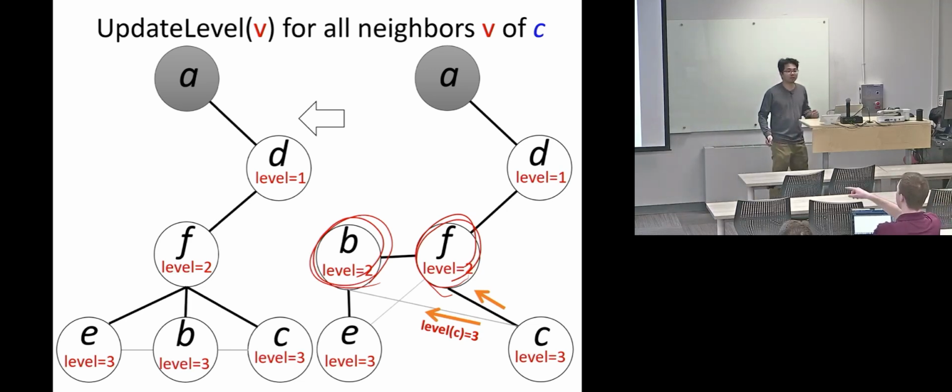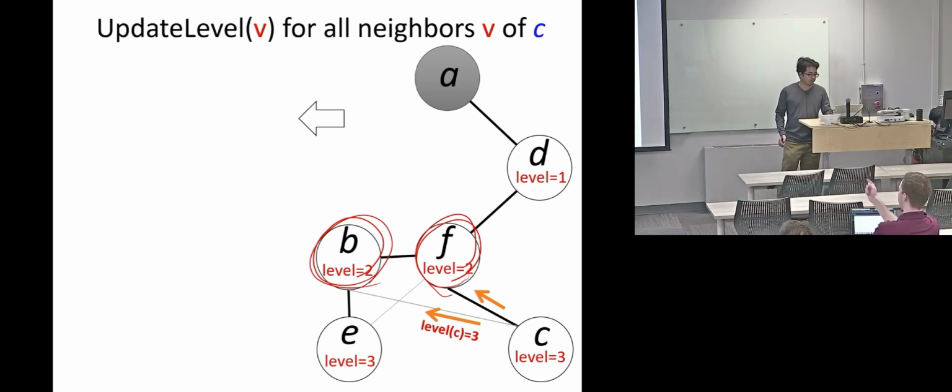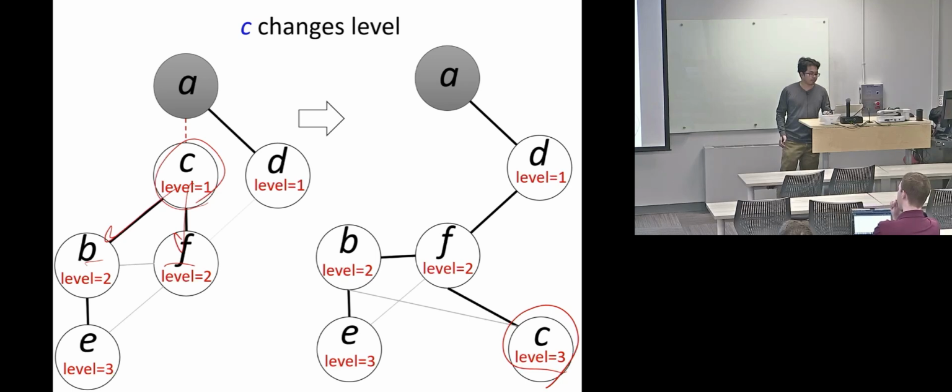Can you go back to the one on the left? What would have happened if there was no edge from D to F and then we deleted this edge from C to A? Because then there's no path anymore, so they would just have infinite level.